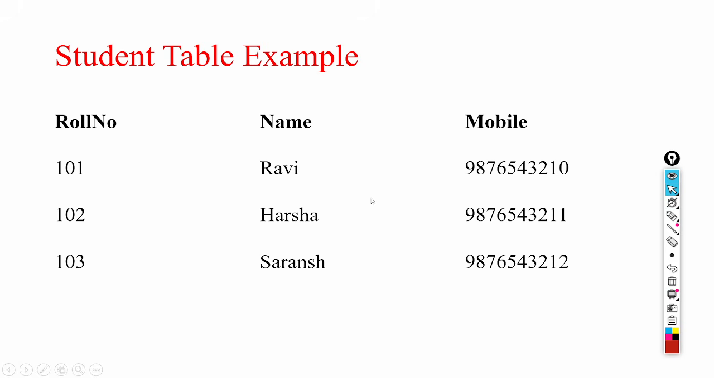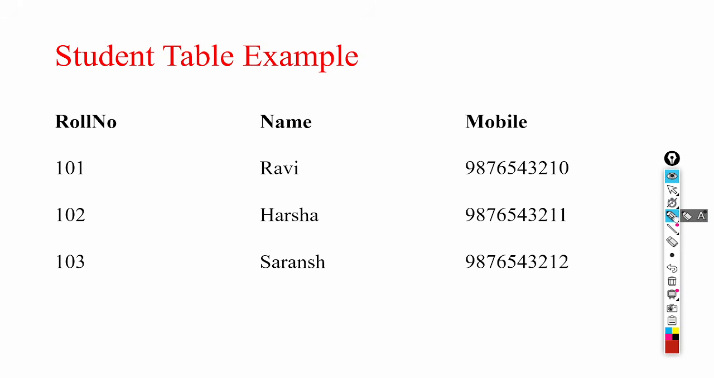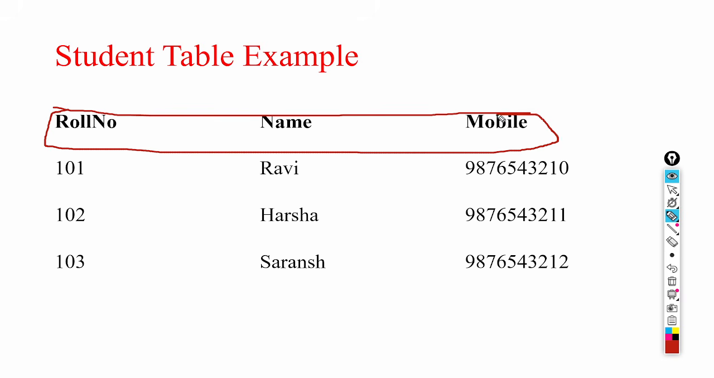So there is one example. We will use this student table throughout the lecture. Our overall content example is the student table example. Here, how many columns are there? In the first video I already discussed this: we call them attributes. The column names are nothing but the attributes and the row names are nothing but the tuples.